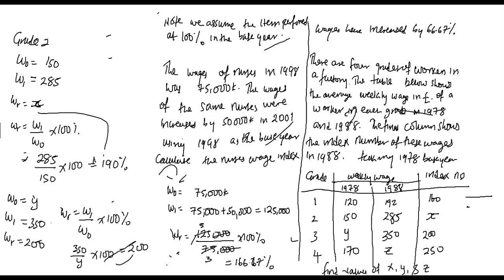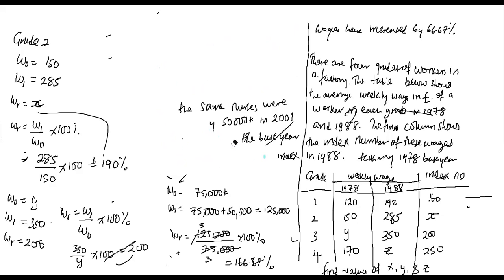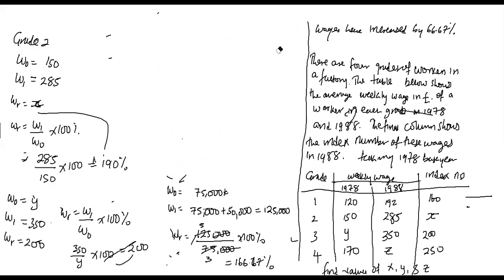When you make Y the subject, what answer do you get for Y? 175. So Y is equal to 350 times 100 over 200. And the answer is 175.